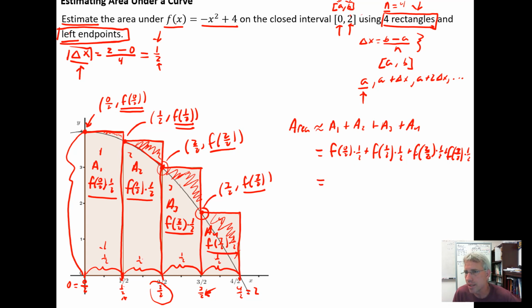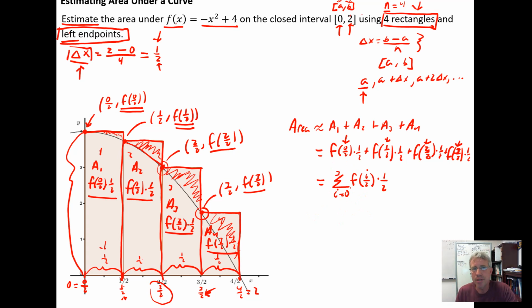And then what we want to do is look at this and recognize we can replace this with sigma notation from our previous homework. I want to notice that the numerators are incrementing 0, 1, 2, 3. So I could replace this with the sum from i equals 0, the first numerator is 0, to the last numerator, 3. They're incrementing by 1s. So I could replace this with the sum from i equals 0 to 3 of f of i over 2 times a half. So I can replace my area estimate using sigma notation.